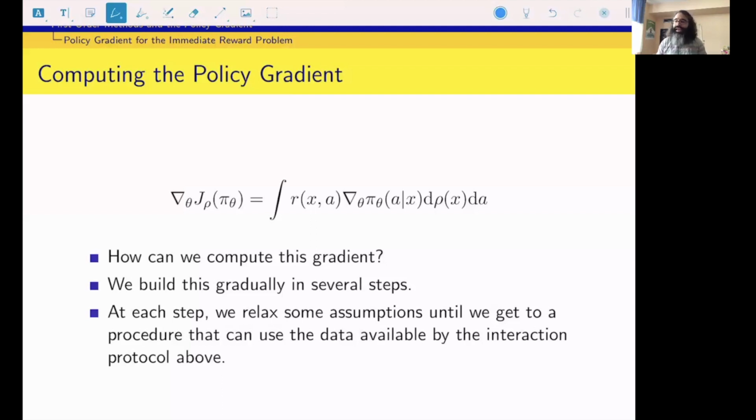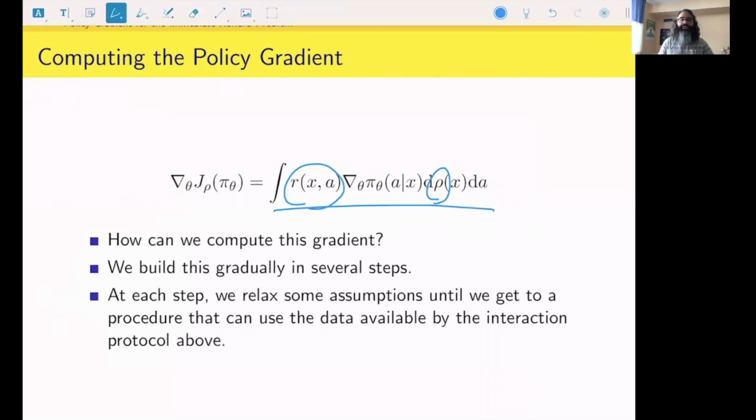So we have this form for the policy gradient. Now the question is, how can we actually compute it? Especially since we are in the reinforcement learning setting, we don't know the reward or this distribution rho. These are not known. How can we compute it? We do it gradually in a few steps by relaxing some assumptions until we get to a procedure that we can compute using only data.